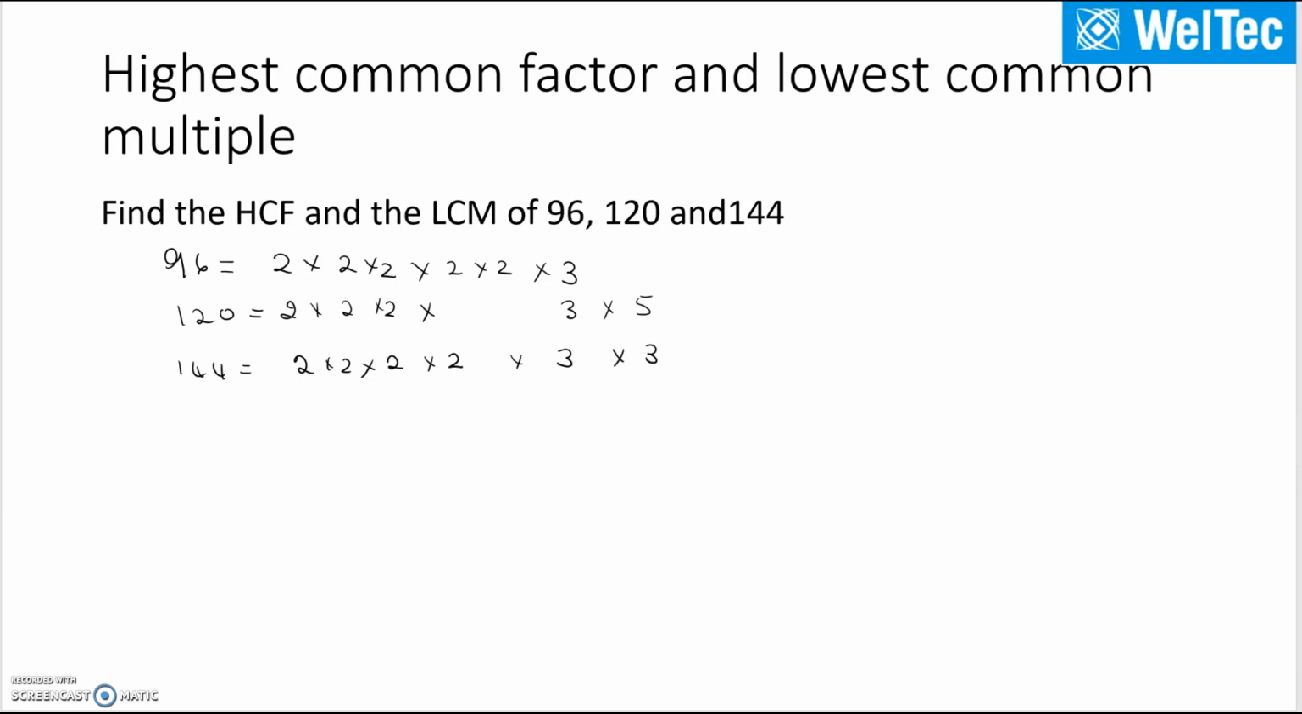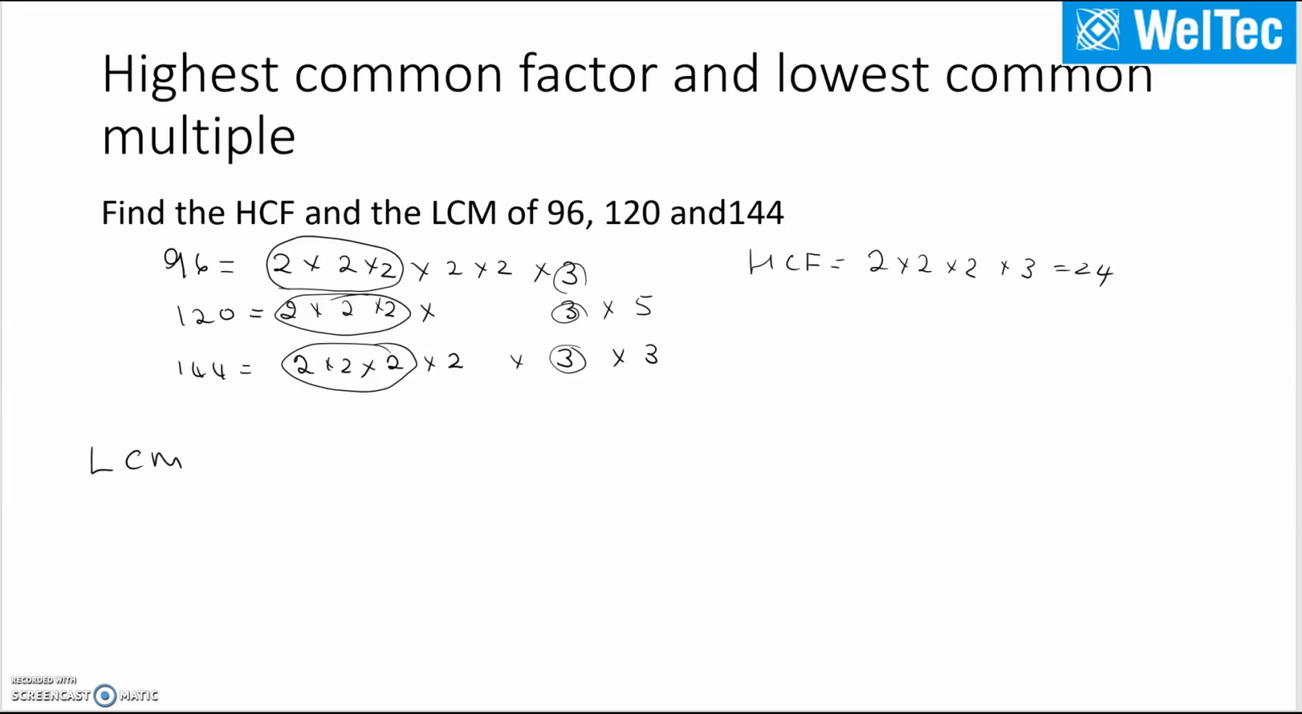So let's see what's common. We can go as far as 2 times 2 times 2. And we can also see that there's a 3 in each of them as well. So our highest common factor would be 2 times 2 times 2 times 3, which would be 24. If we were to do what we did the last time and list all the factors, we would also find that the highest common factor was 24.